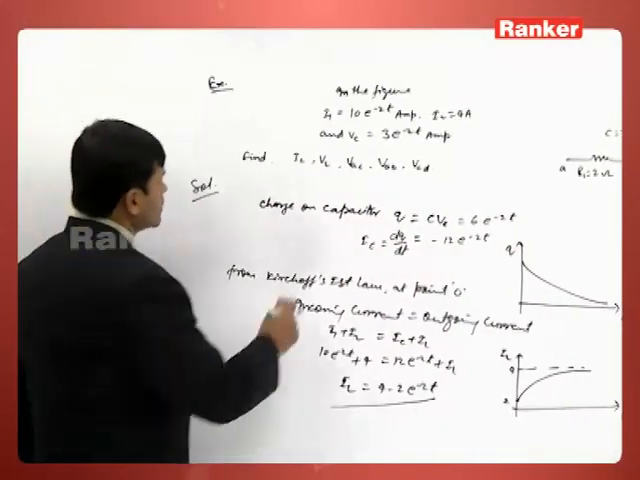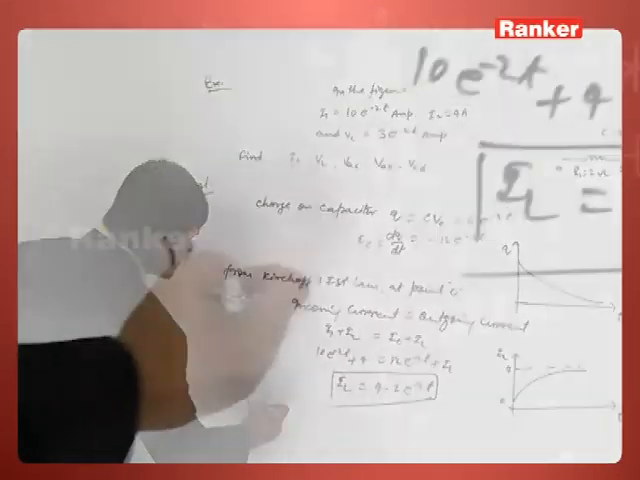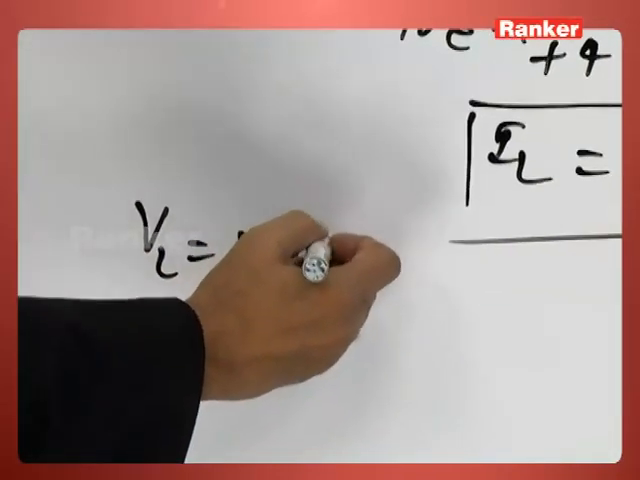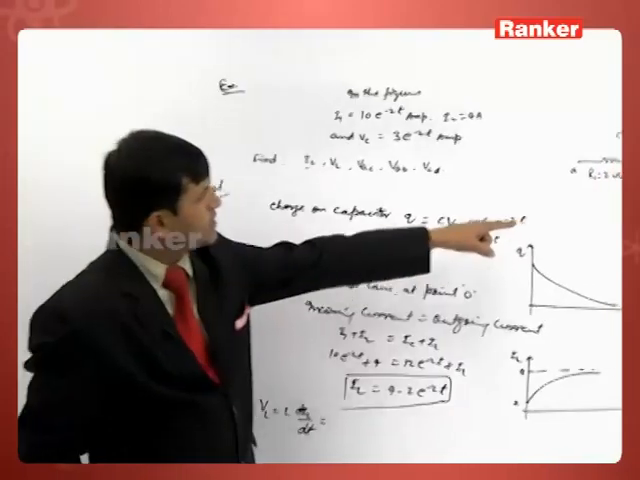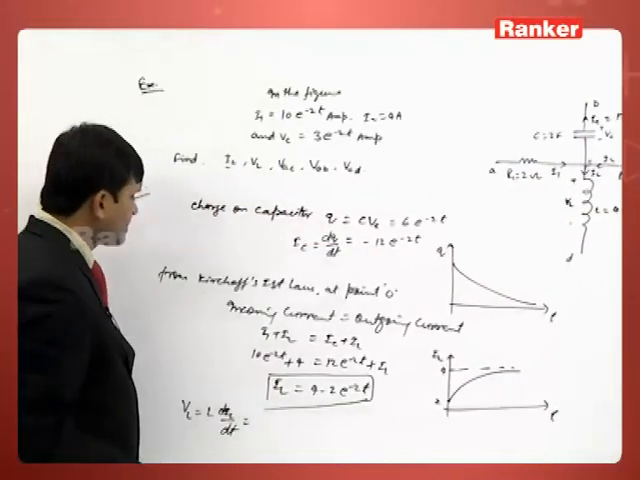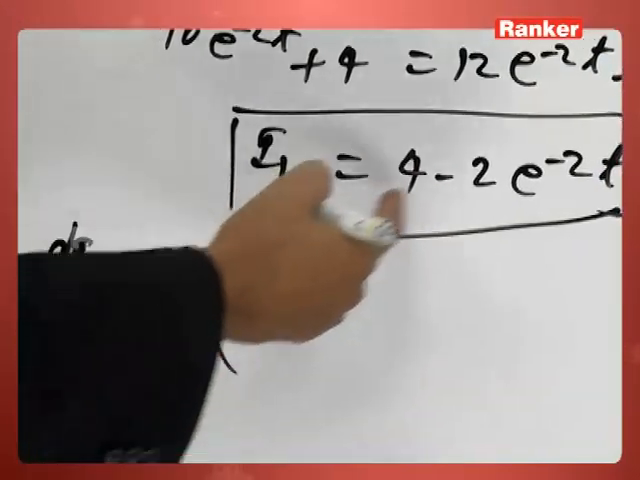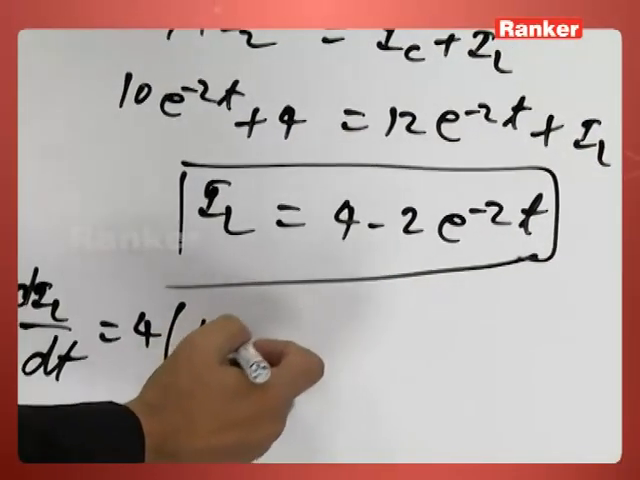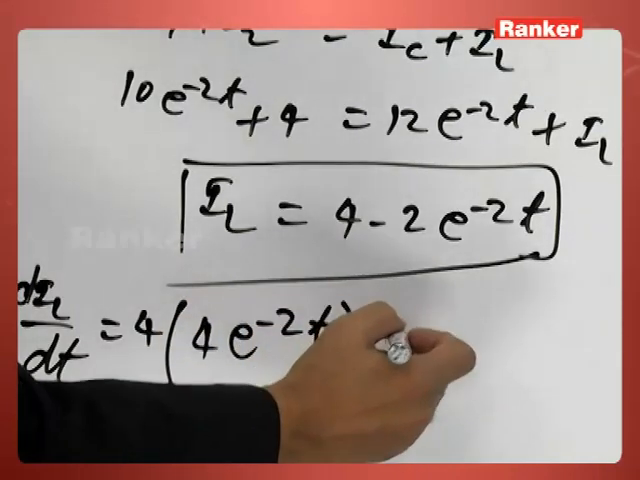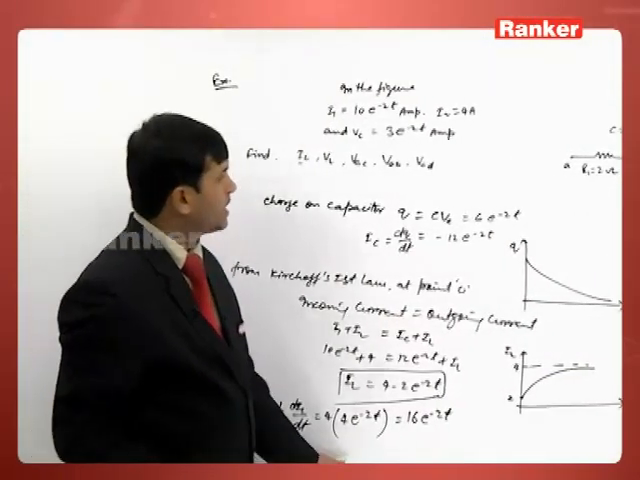Now, we first got the IL value here. VL is L times dIL by dt, and the L value is given as 4, so VL is 4 into dIL by dt. Differentiating IL, the constant becomes 0 and the other term becomes 4 e to the power minus 2t, so this will be 16 e to the power minus 2t. This is the VL value.